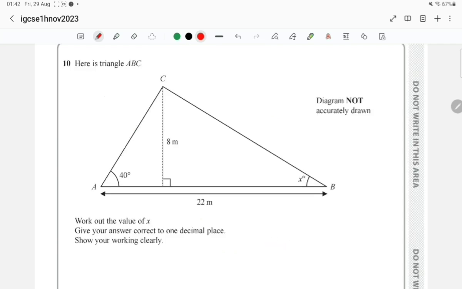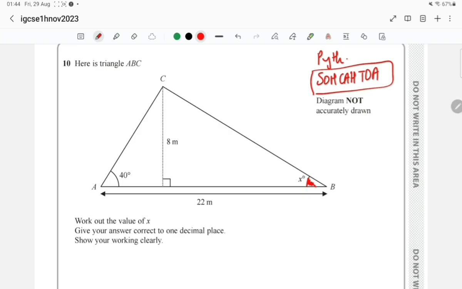Question 10. Here is triangle ABC. Work out the value of x. This is my x, right? Now, whenever I have right angle triangles, I know that I can either use Pythagoras theorem or SOH CAH TOA. Now, because I'm working with angles, I will use SOH CAH TOA definitely. So x is this angle, right?